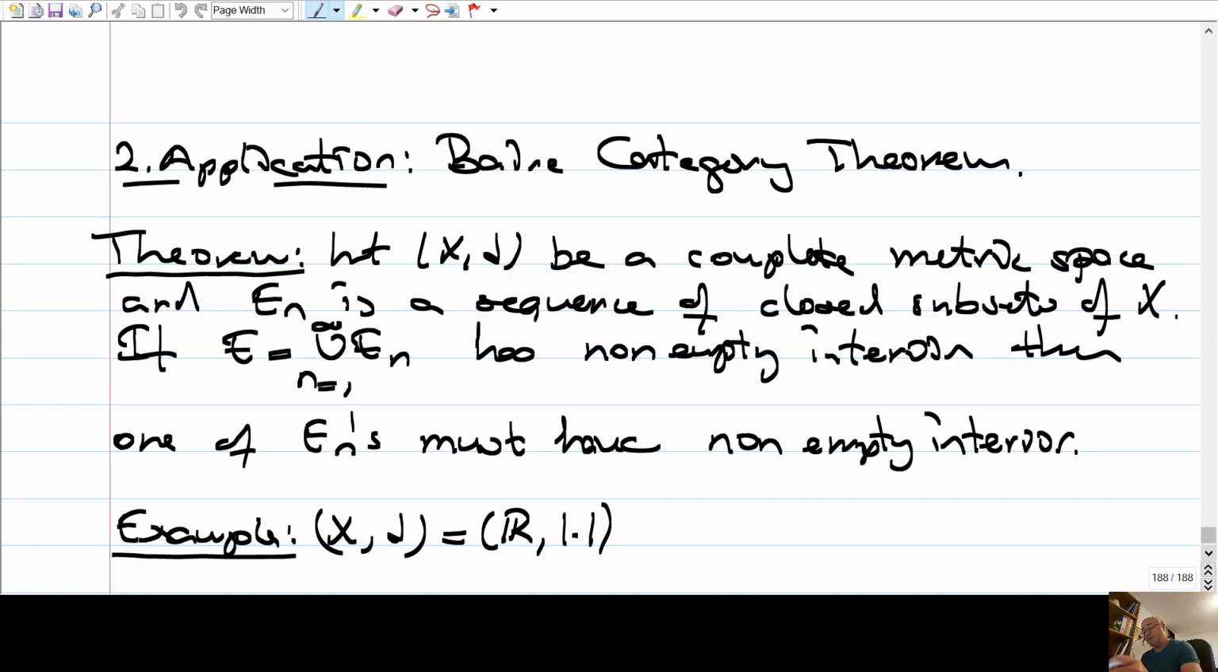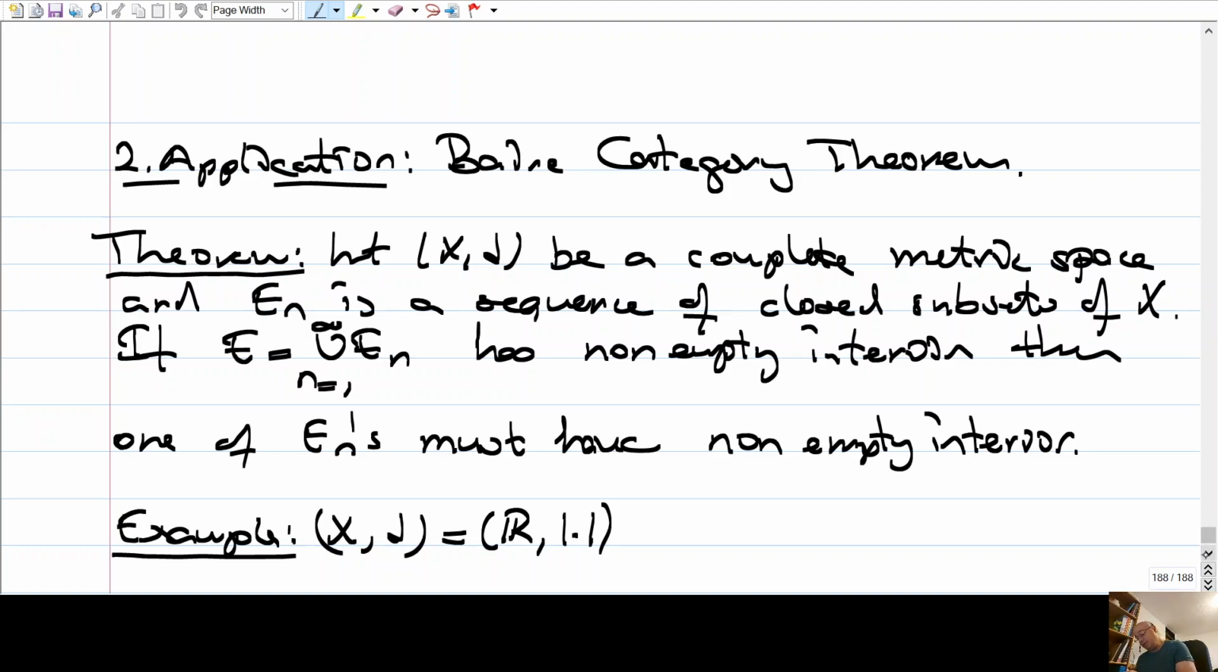The theorem tells us the following: if (X, d) is a complete metric space, and if a subset E can be written as a union of closed subsets E_n of X, then for E to have a non-empty interior, at least one of the E_n must have a non-empty interior. In other words, if all of these E_n have empty interior, then E cannot have a non-empty interior, so it has to have empty interior.